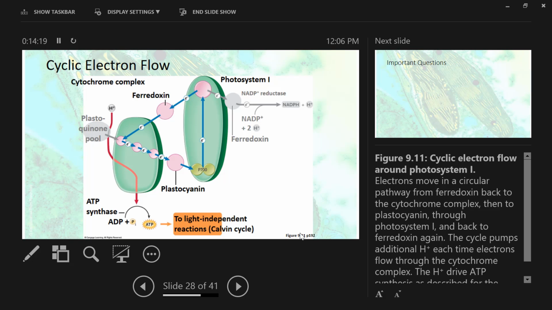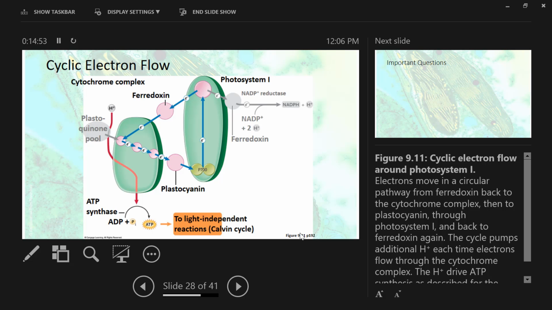And here's cyclic electron flow. Notice we're only using photosystem 1. The electrons get excited there by light at 700 nanometers. Instead of passing to NADP+, they pass over to ferredoxin and then back into photosystem 1. Okay, and get excited again and flow to ferredoxin and then back into photosystem 1, generating a great deal of ATP, but not generating any NADPH.